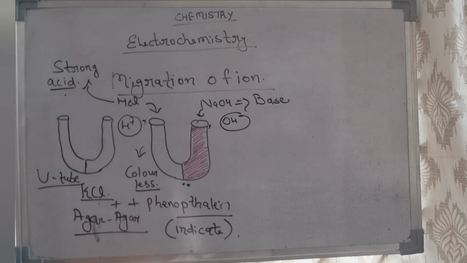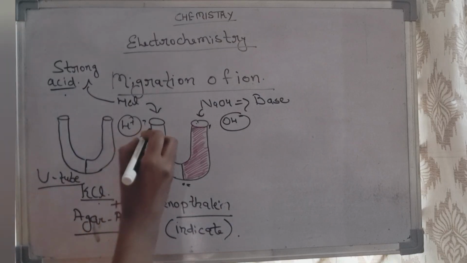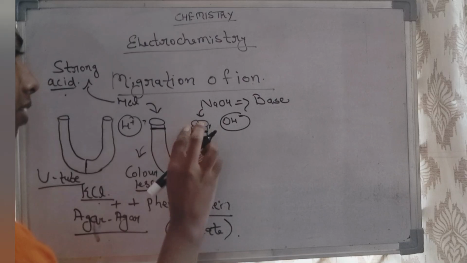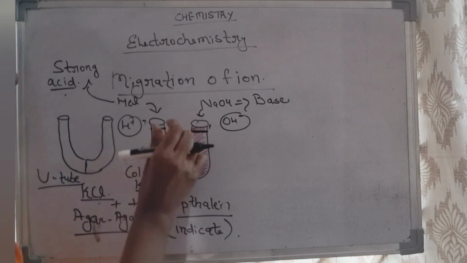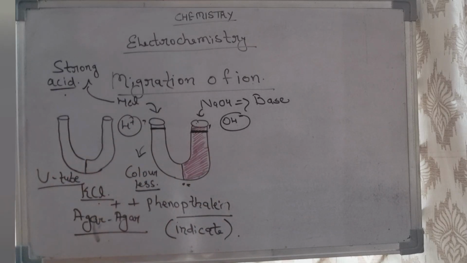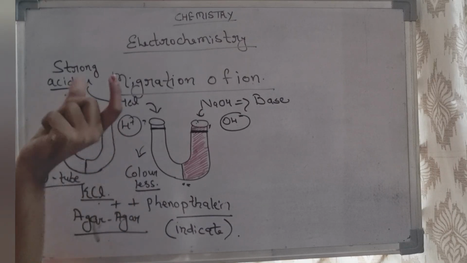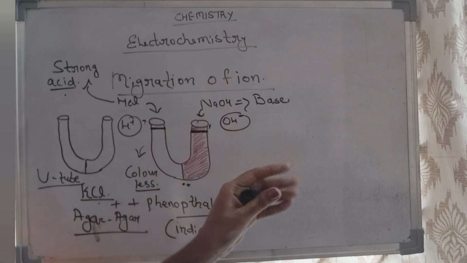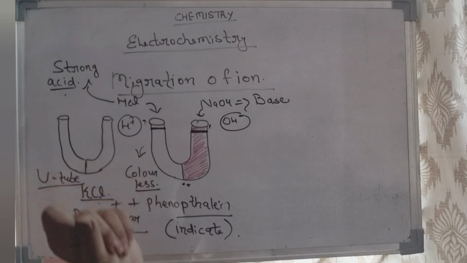Okay, now you have to mark the tip point of the U-tube to check the movement, because our third step totally depends on how the ions will be migrated. Migration means how something goes from one place to another. So we have to see how the ions migrated, and in the third step you will see how the ions migrate from one place to another.